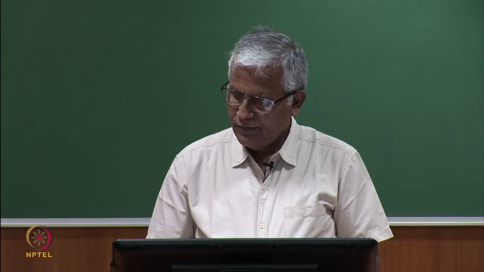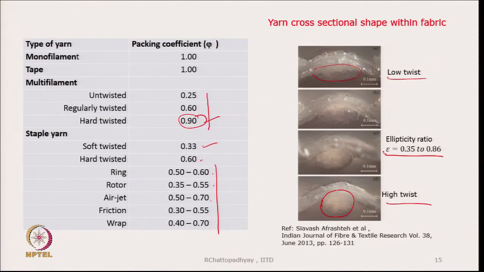And the deformation is quantified by the term called ellipticity. So, ellipticity ratio generally varies from 0.35 to 0.86, as has been stated in this research paper. So, that is the typical value which we can expect in filament yarn when it is within the fabric. And why is the deformation happening?